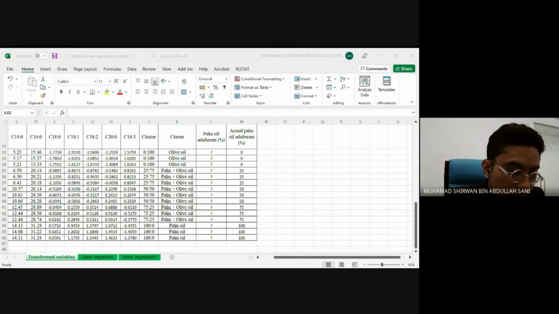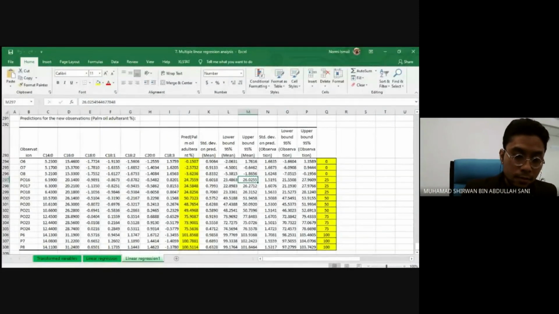Why is it like this? It is hanging a bit. Okay, just leave it like that. Okay, so I'm sorry, I'm not sure why I cannot share. My Excel is having a problem. Okay, so thank you Nomi for sharing.